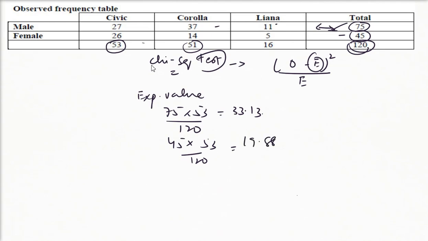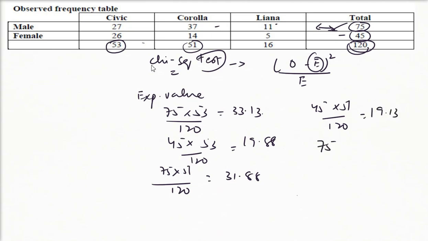Then we have 75 into 51 divided by 120, and we are getting a value of 31.88. Then we have 45 into 51 divided by 120, that is equivalent to 19.13. Then we have 75 multiplied by 16 divided by 120, and we are getting a value of 10. Similarly, the last value, 45 into 16 divided by 120, we are getting a value of 6.